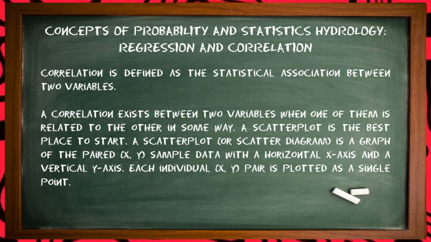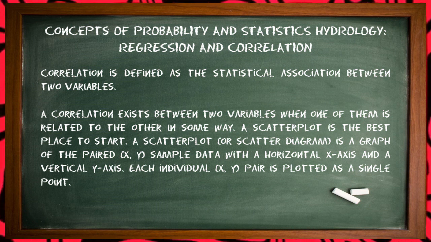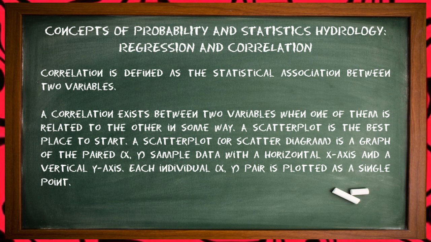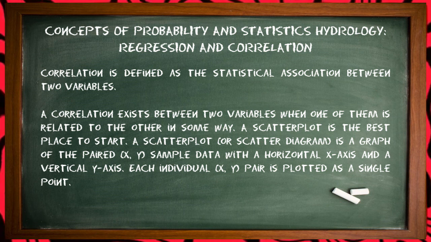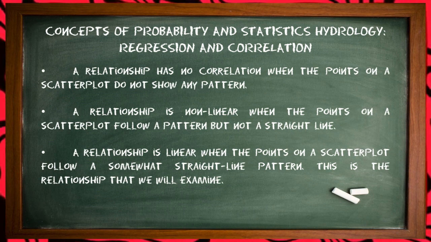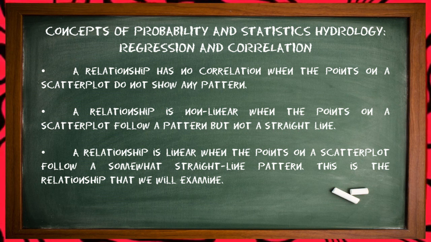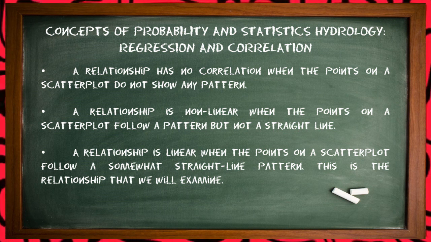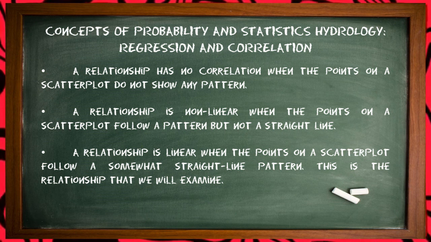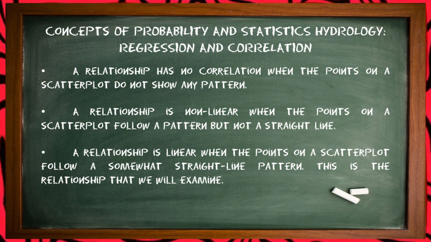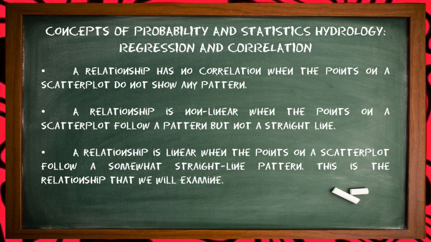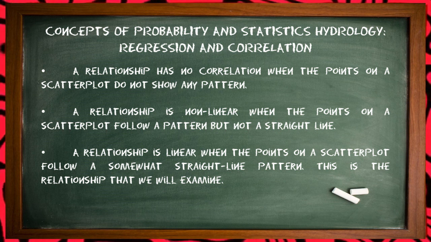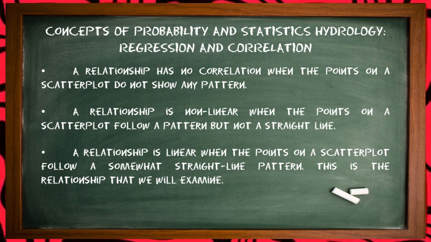A scatter plot or scatter diagram is a graph of the paired x and y sample data with a horizontal x-axis and a vertical y-axis. Each individual x and y pair is plotted as a single point. A relationship has no correlation when the points on a scatter plot do not show any pattern. A relationship is nonlinear when the points follow a pattern but not a straight line. Our relationship is linear when the points follow a somewhat straight line pattern. This is the relationship that we will examine.